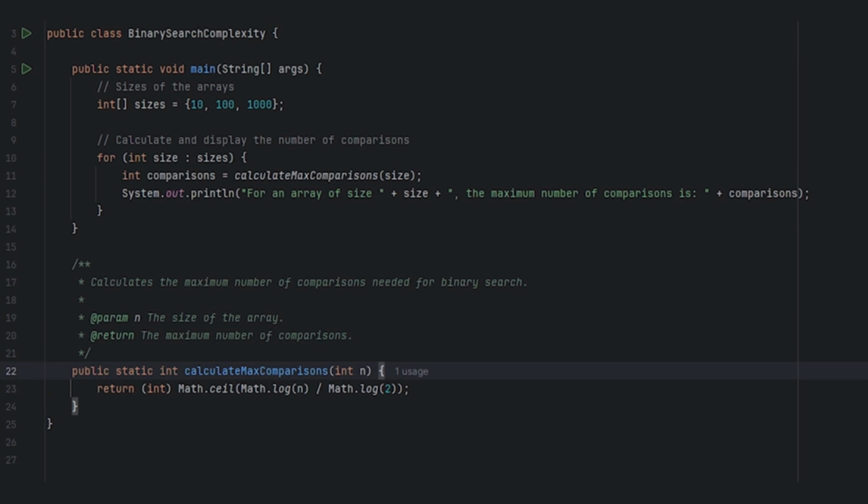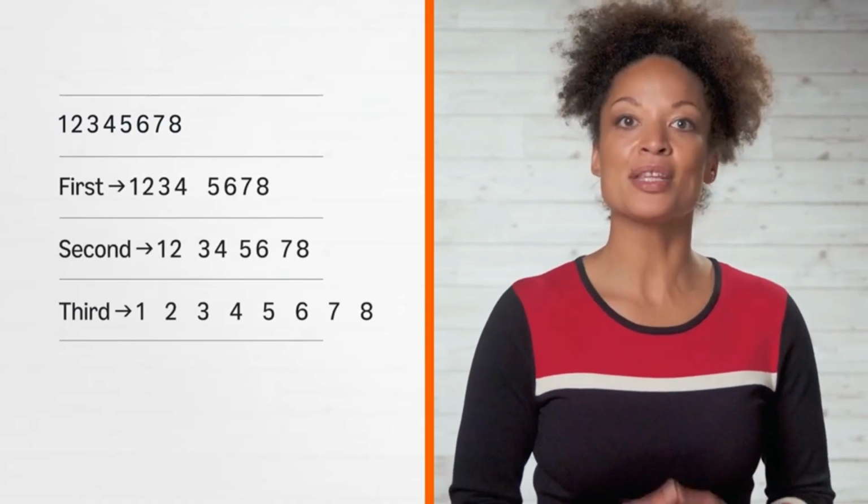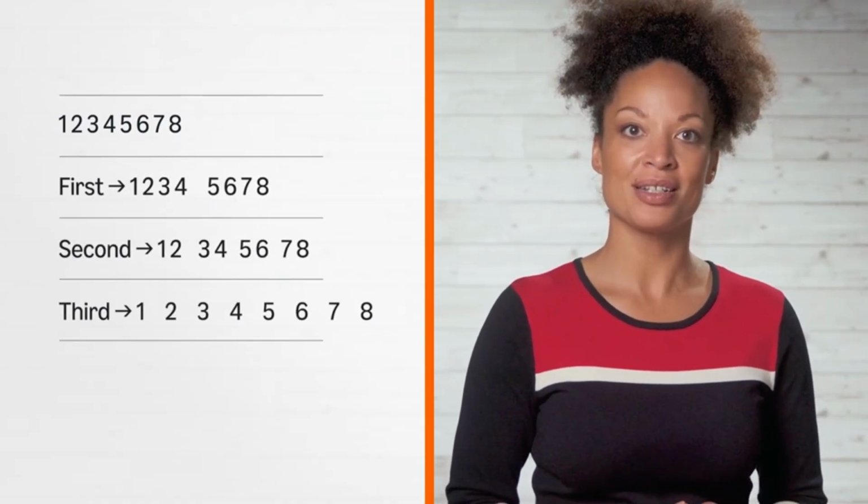In binary searches like this, each comparison eliminates half of the array. The number of comparisons depends on how many times the array can be halved. The formula Math.log(n) divided by Math.log(2) gives the base 2 logarithm, which shows how often you can split the array. For example, if the array has 8 elements, you can halve it 3 times. So, in the worst case, it would take 3 comparisons to find your target.